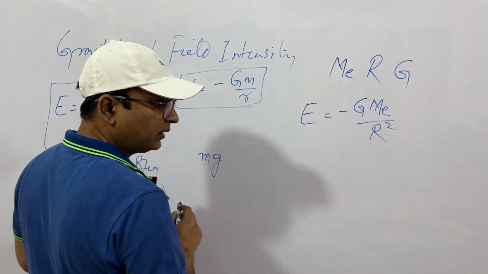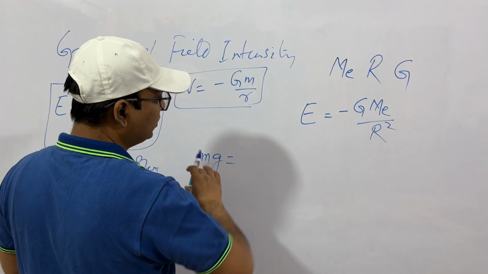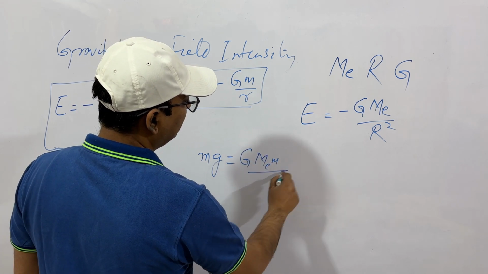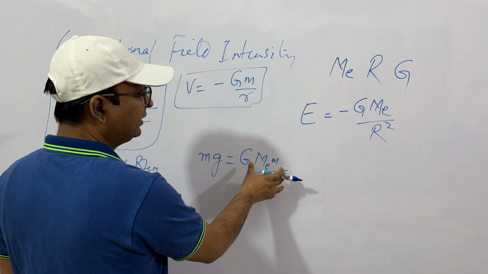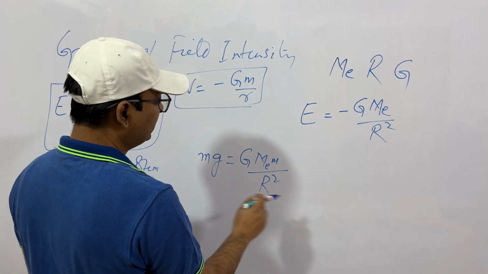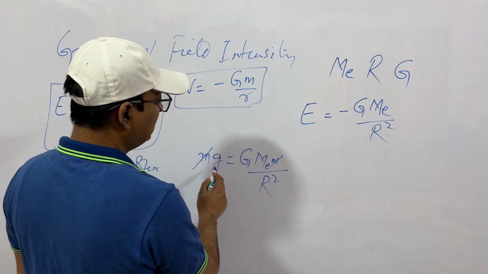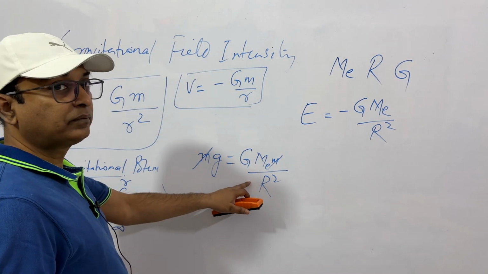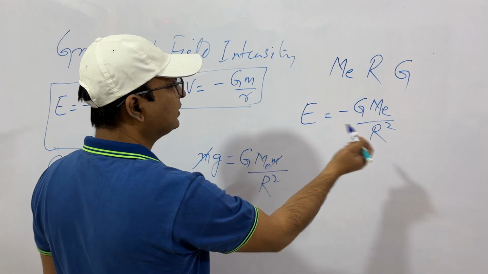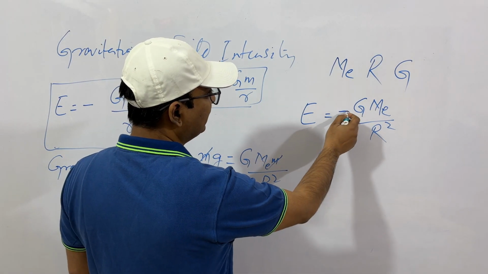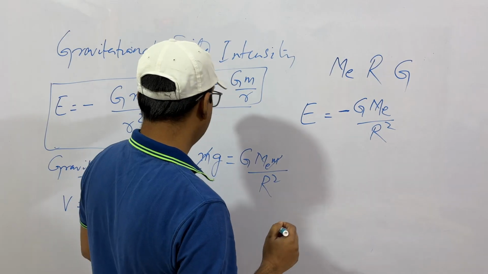It is mg, that is the weight, and this is actually equal to what? It is equal to G Me m by r squared, that is the gravitational field intensity, gravitational force. So this force is equal to mg. This we have seen. From here we see g is equal to G Me by r squared. Now we know this minus indicates attraction only, nothing. The significance of this sign is that it is an attractive force.